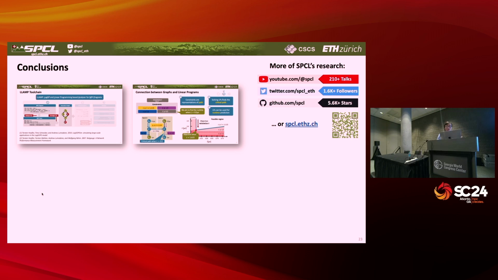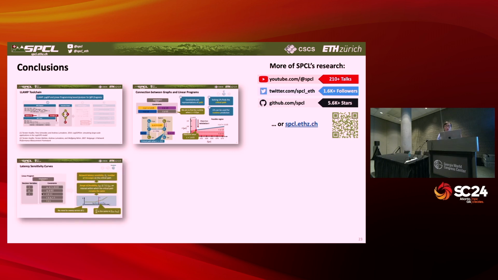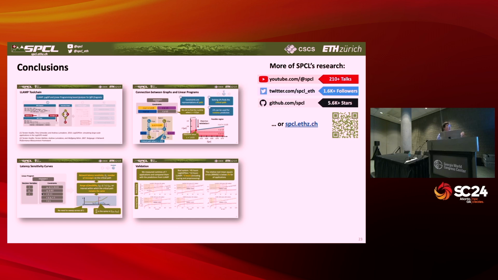We formally define the various metrics such as latency sensitivity and tolerance. And we also want to mention that LAMP is the first tool out there to compute these metrics analytically and efficiently. And we also validated our toolchain on a range of different applications and benchmarks.